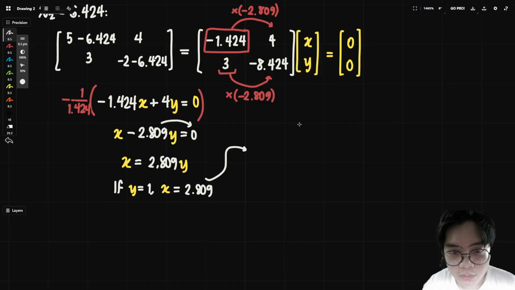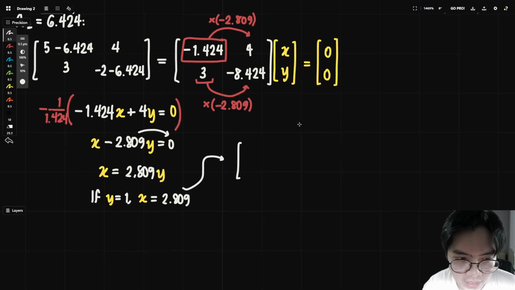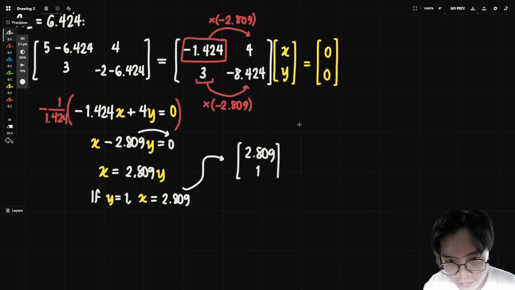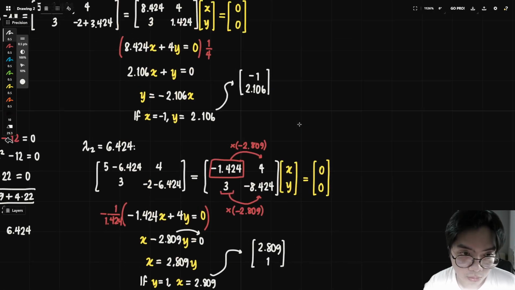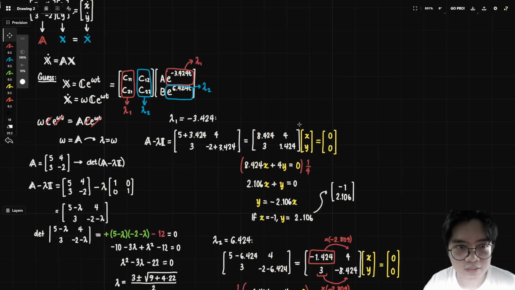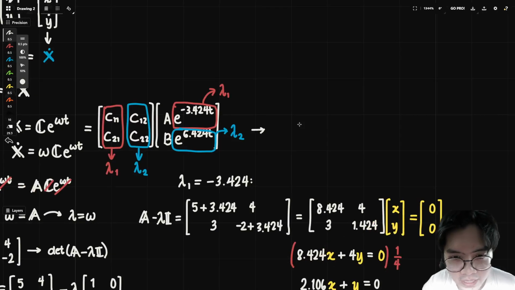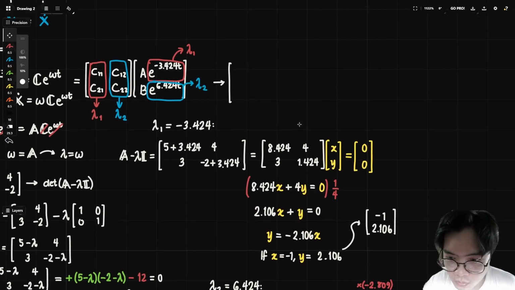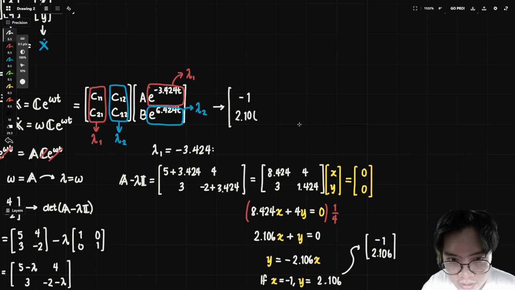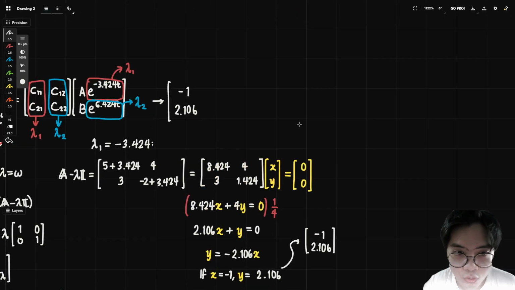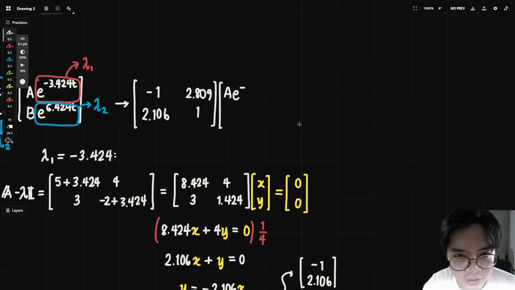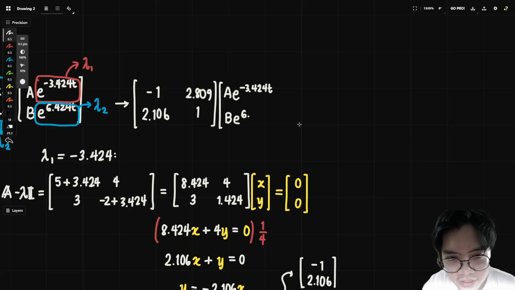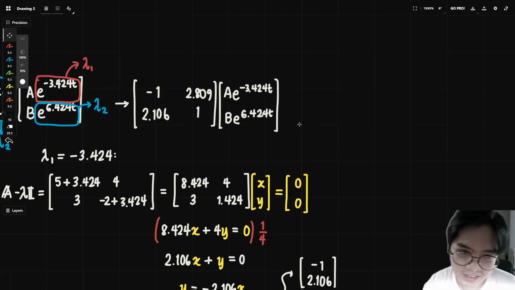So that will be our second column vector, right? It'll be 2.809 and then 1. Yan ang ating sagot. Okay? And so now you can put all of this together such that your answer will now be, try natin yung C1, or rather the column vector for eigenvalue 1 will be negative 1, 2.106. For the second eigenvector, that will be 2.809 times 1. And now, if we put all of this together, you can get this answer, which is not very accurate, by the way, pero it still gets the job done.